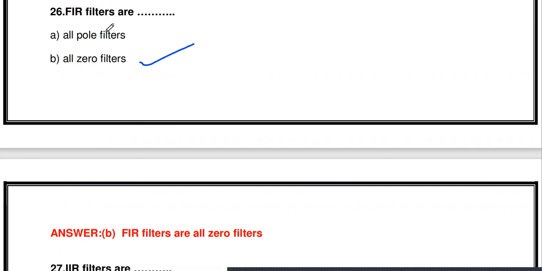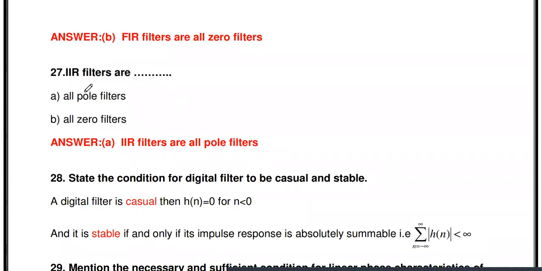Since in the maximum FIR filters are stable filters only. Stable filter means all poles are located at the origin, or within the unit circle. So that's why the FIR filters are called all zero filters. Then IIR filters are all pole filters or all zero filters? IIR filters are all pole filters.